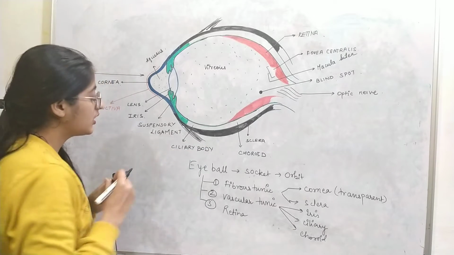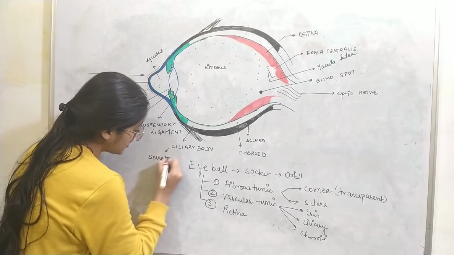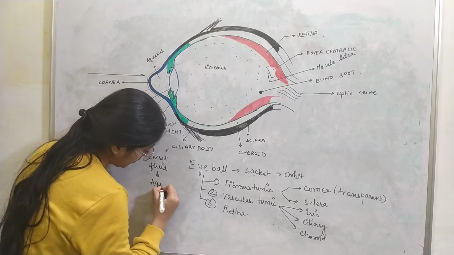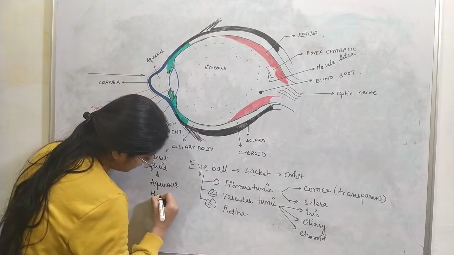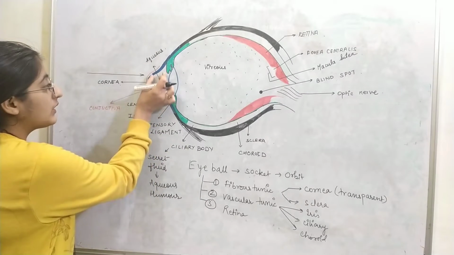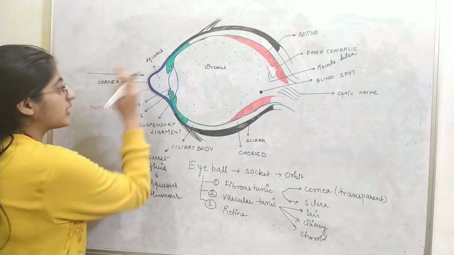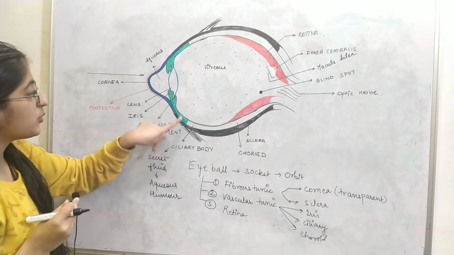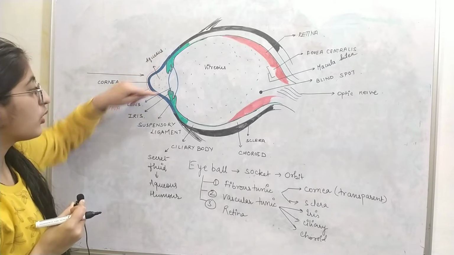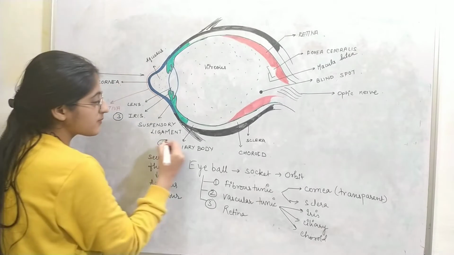What is the function of this ciliary body? It secretes a fluid known as aqueous humor. This aqueous humor fills the anterior chamber that is formed between the lens and the cornea. Now this ciliary body moves further and extends from the upper and lower portion to form the iris. So the third portion is the iris.